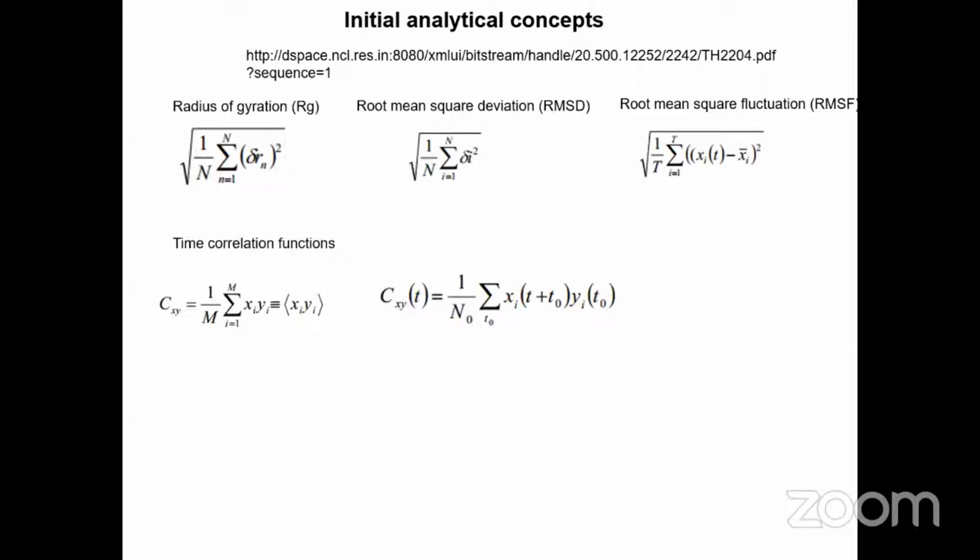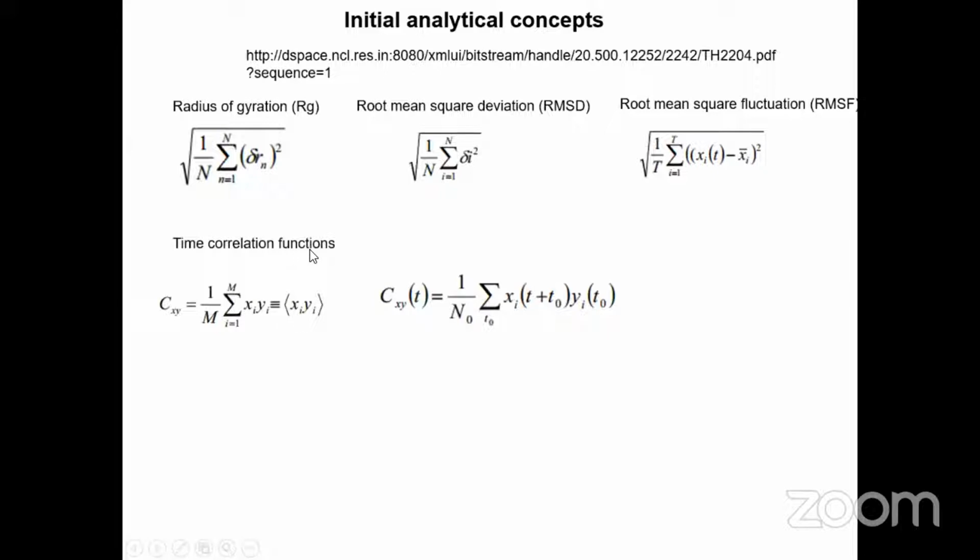Now, I will discuss some initial analytical concepts here. They will be essential when the hands-on session happens. So we calculate initial analyses like radius of gyration, which is the summation of the distance of each atom with respect to the center of mass of the system of interest. Root mean square deviation is the square root of the summation of the squares of the distance between the particles at each corresponding time, and the same goes for root mean square fluctuation, where the variation is calculated as a function of time and not as a function of residues.